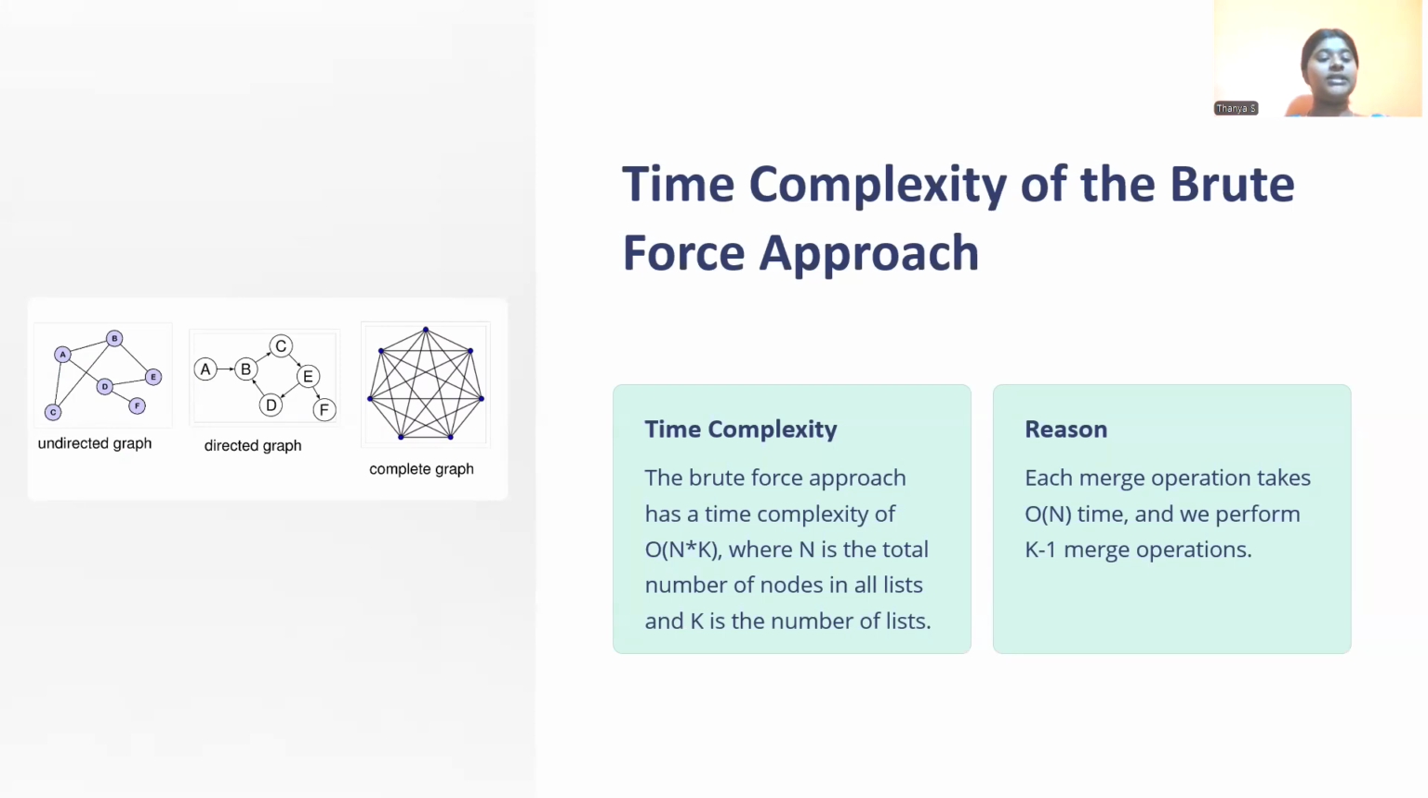There is a diagram here with three types of graph: undirected, directed, and complete graph. In an undirected graph there is no direction. In a directed graph, each edge has a direction, and in a complete graph, every node of the graph is connected to every other.